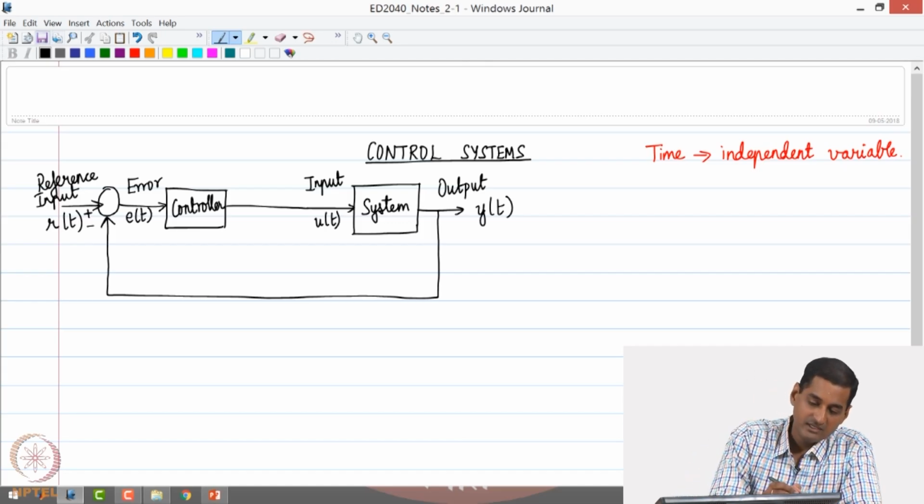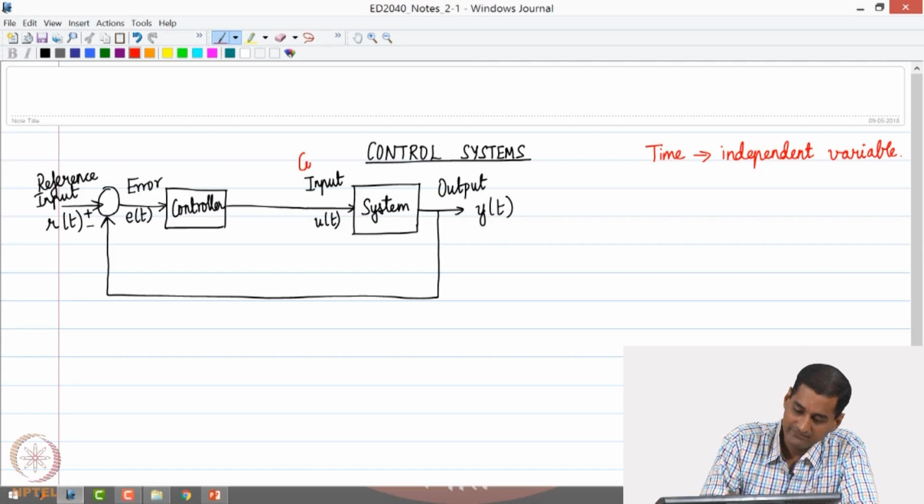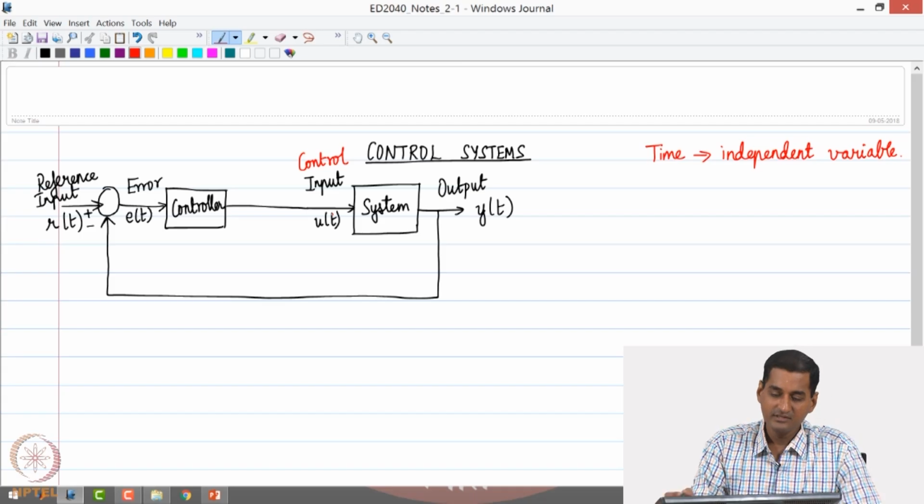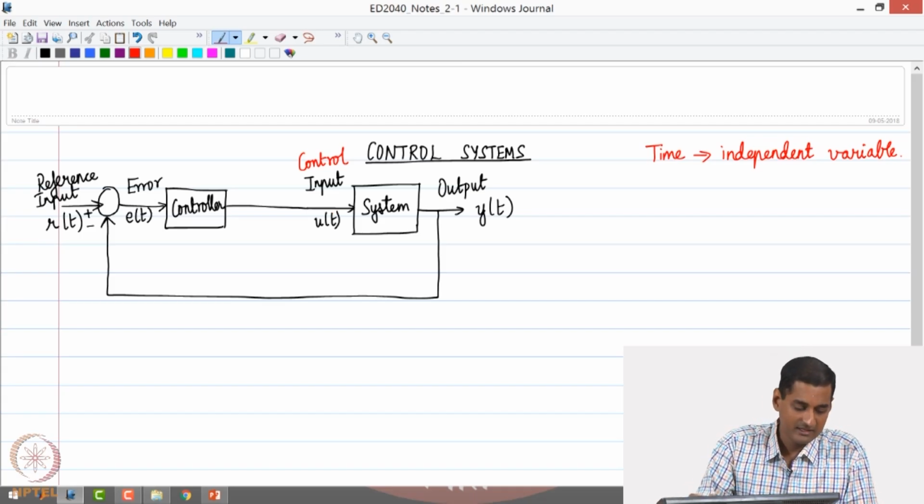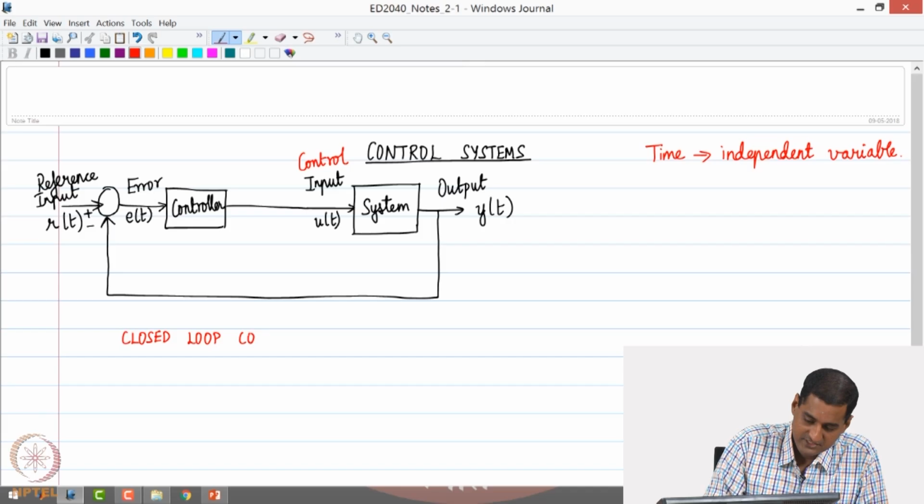When the controller calculates the system input and provides it to the system, the function u of t is then called a control input. Okay. So, this is a broad visualization of a closed loop control system with feedback.